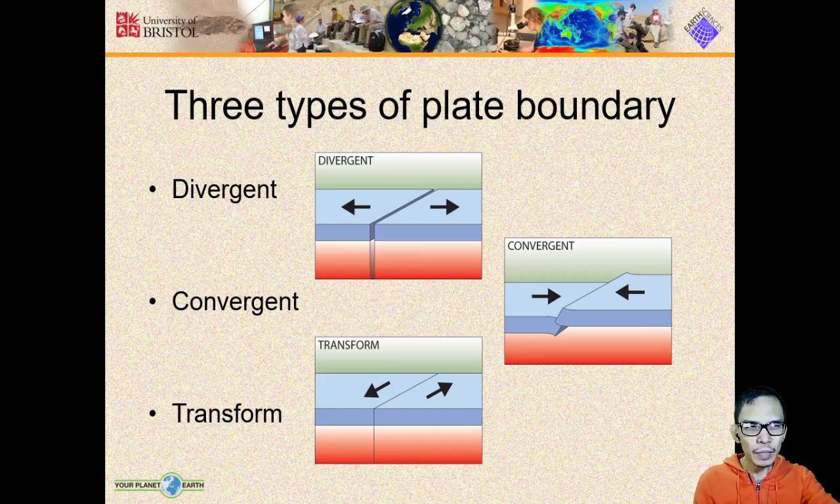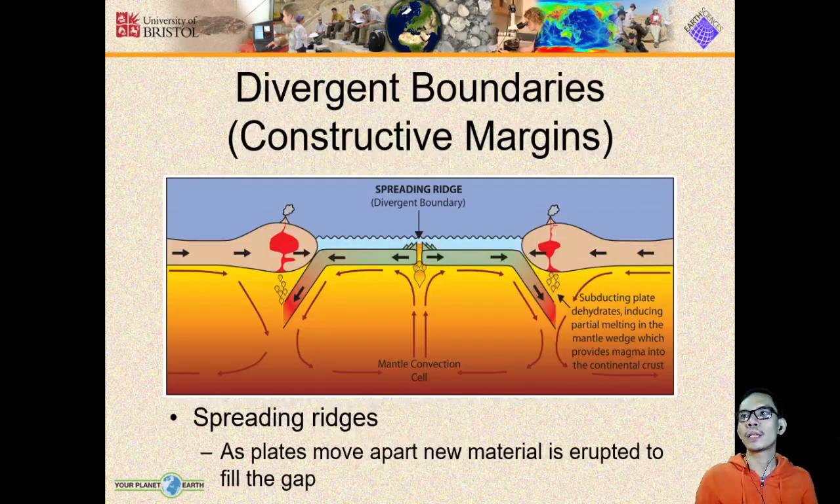Beyond this movement, there are several details that we are going to talk about this morning, and we will use some simulations for you to understand the movements done by these three types of plate boundary. To start, let's begin with the divergent plate boundaries, or what we call the constructive margins. Why do we call it the constructive margin?